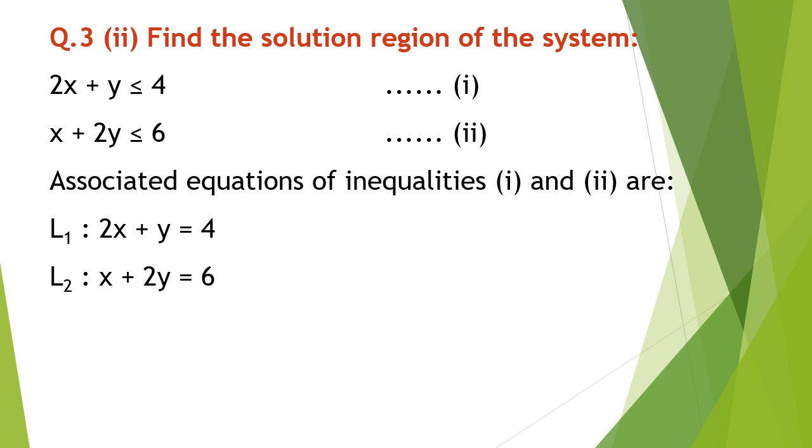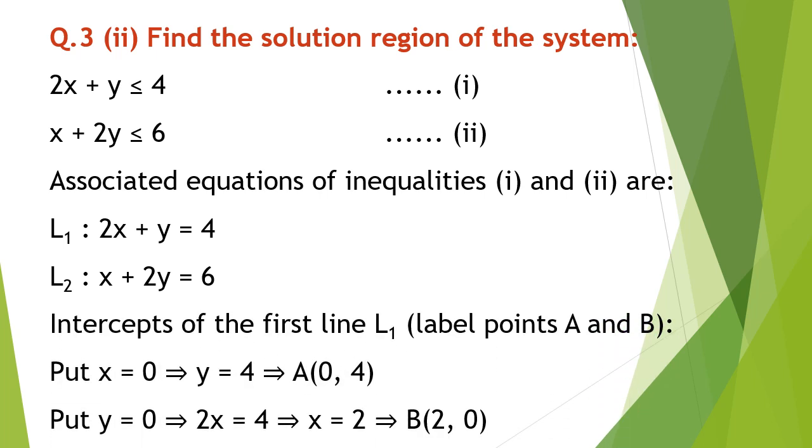Now students, first we have to find the intercepts for the line L1, that is 2x plus y equals 4. When you put x equals 0, you will get the value of y, and when you put y equals 0, you get the value of x. Now we have both the points A and B for L1.